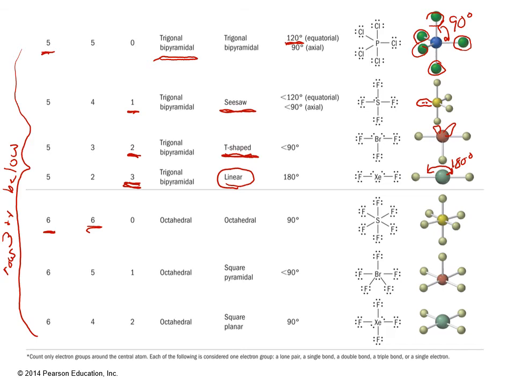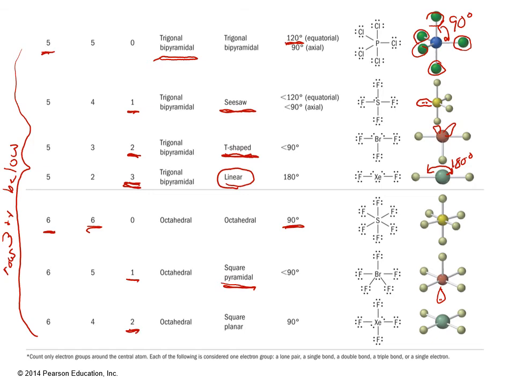So this is octahedral. Our bond angles are all 90 degrees. And we can add lone pairs here as well. So if we have one lone pair, it becomes square pyramidal because the lone pair is no longer observed. And it pushes the bond angles a little bit closer so they are less than 90 degrees.